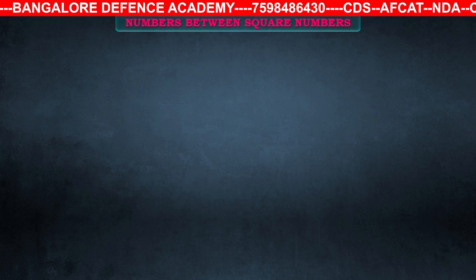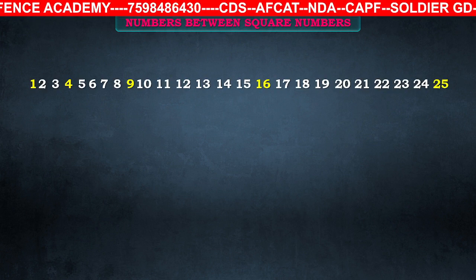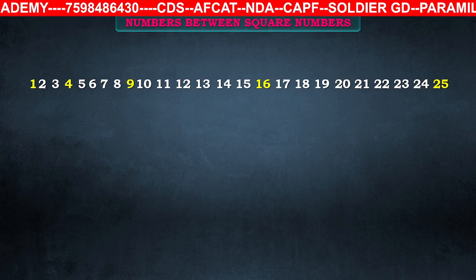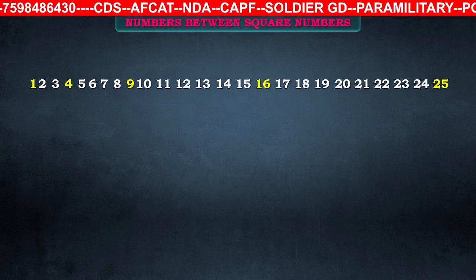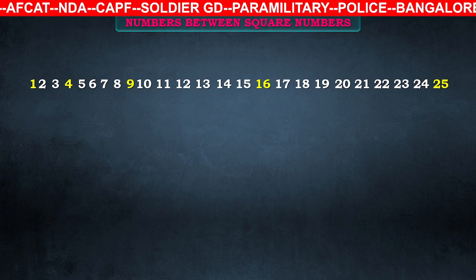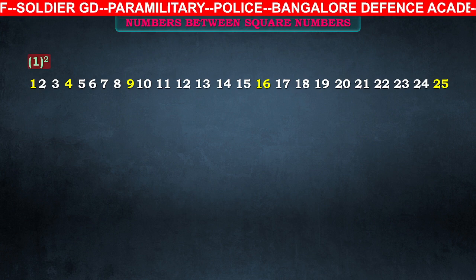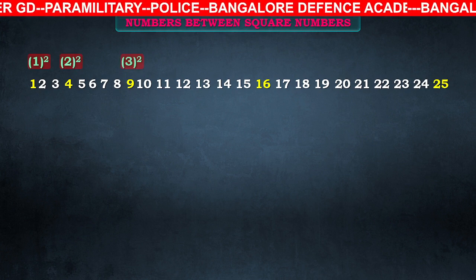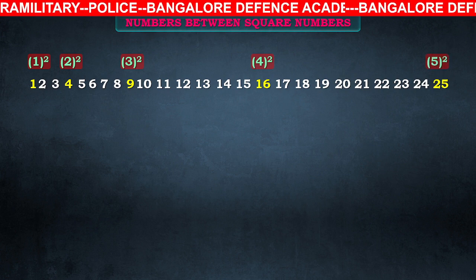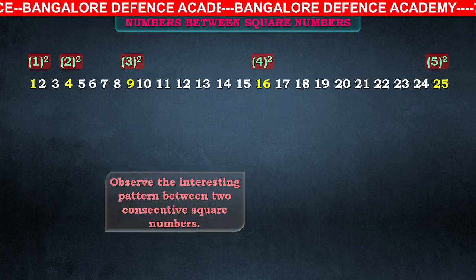Now the numbers between square numbers. Let us try to understand a beautiful pattern which is happening here. I am writing the numbers 1 to 25, and the yellow colored numbers are the perfect squares, that is 1, 4, 9, 16 and 25. Now look at this beautiful pattern here. This is 1 square, this is 2 square, 3 square, 4 square and 5 square.